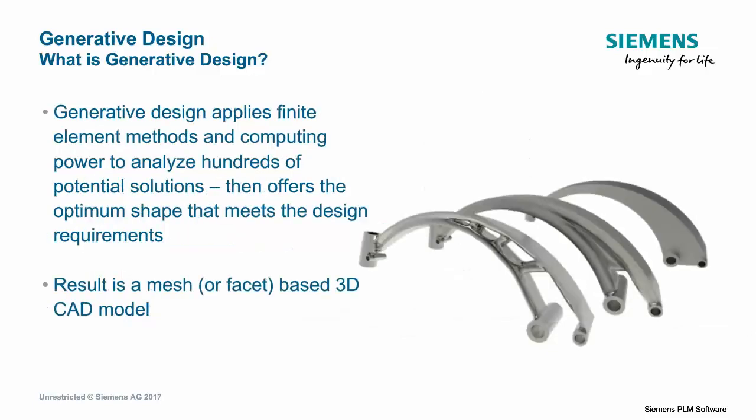So then the generative design process or study kicks in, and it basically applies finite element methods and computing power to analyze hundreds of potential solutions to the design challenge. And then it offers you the optimum shape that meets these design requirements. And as Chad has mentioned, the result is a mesh or FACET-based 3D CAD model.